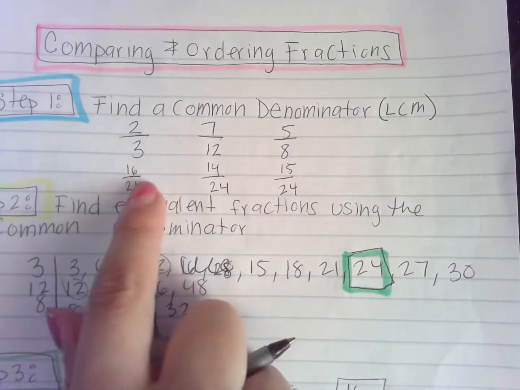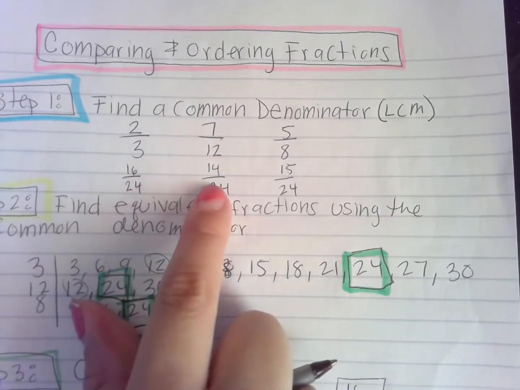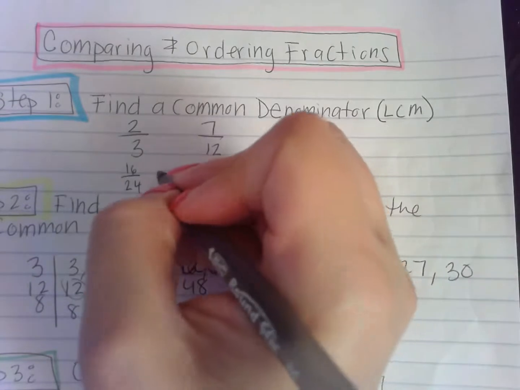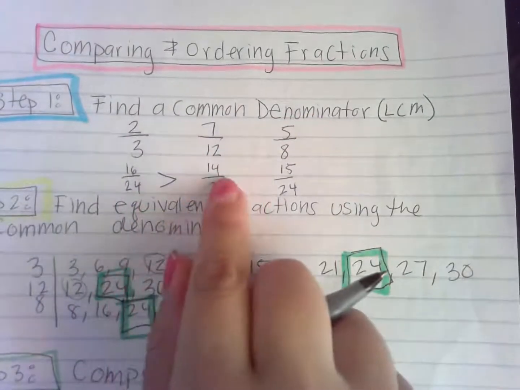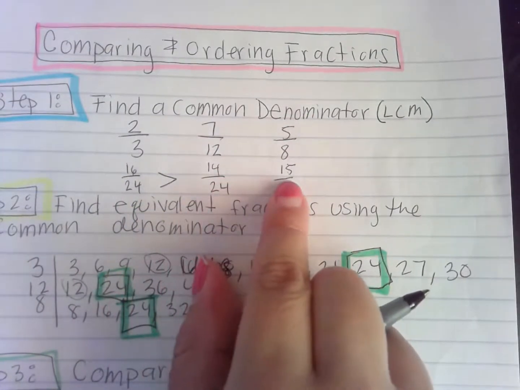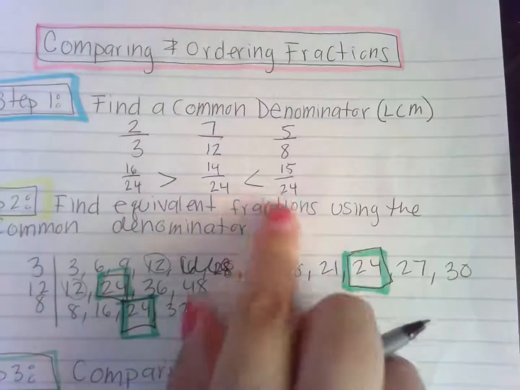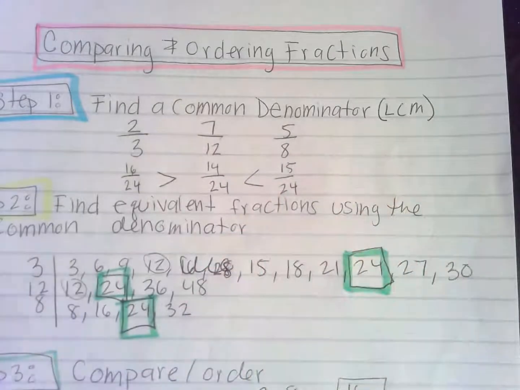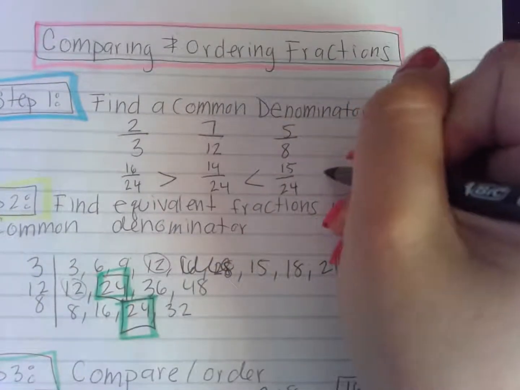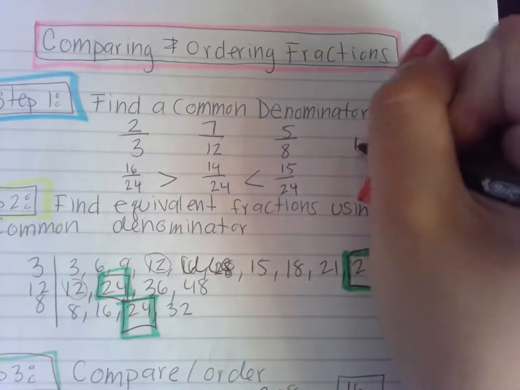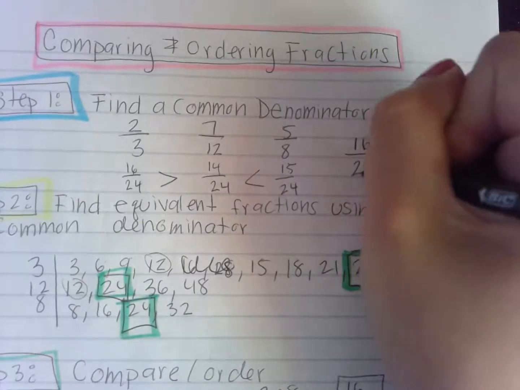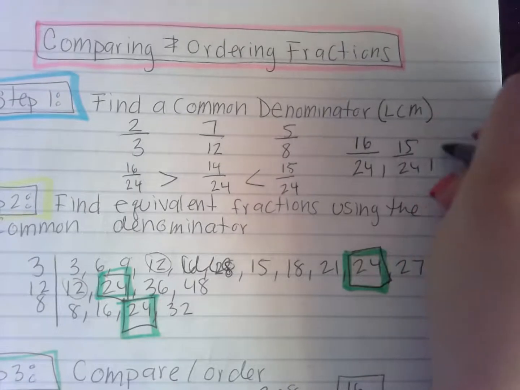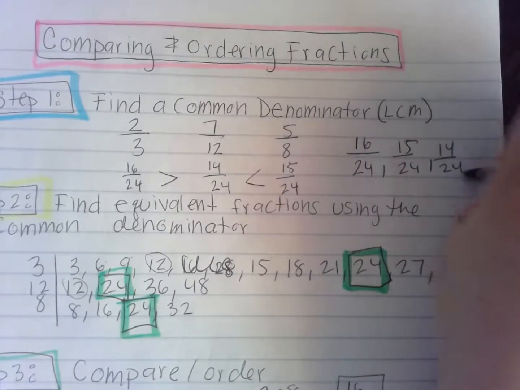So that means, is 16 greater than 14? Yeah, it is. 16 is greater than 14. Is 14 greater than 15? No. These inequality signs are a little bit different, but now let's go ahead and put them in order. So who goes first? All right, so 16 is going to go first. Now I have 15 as second, and 14 as third.